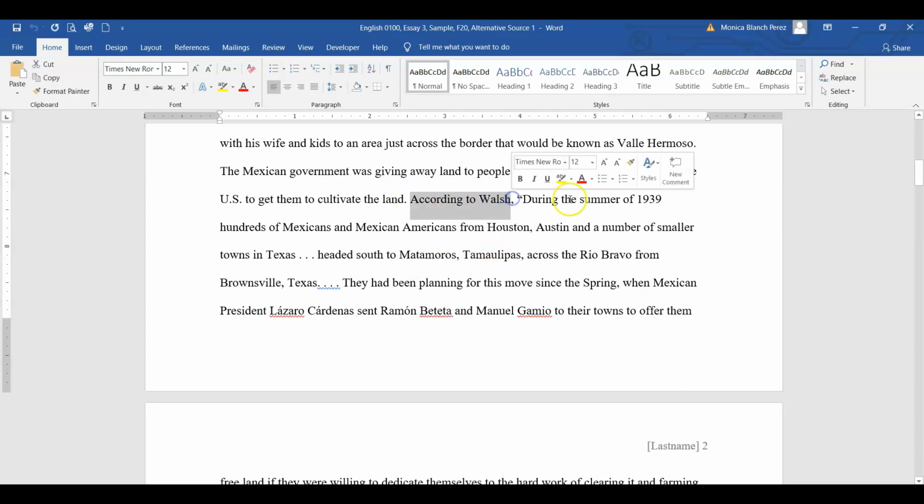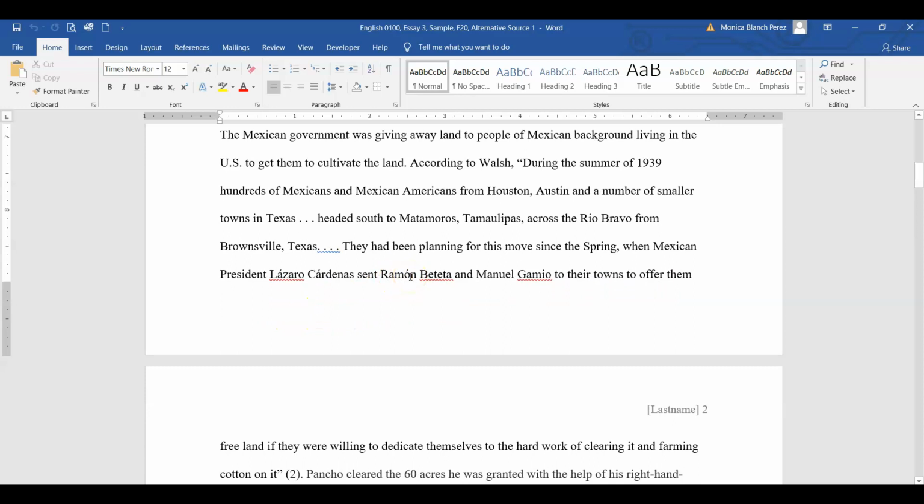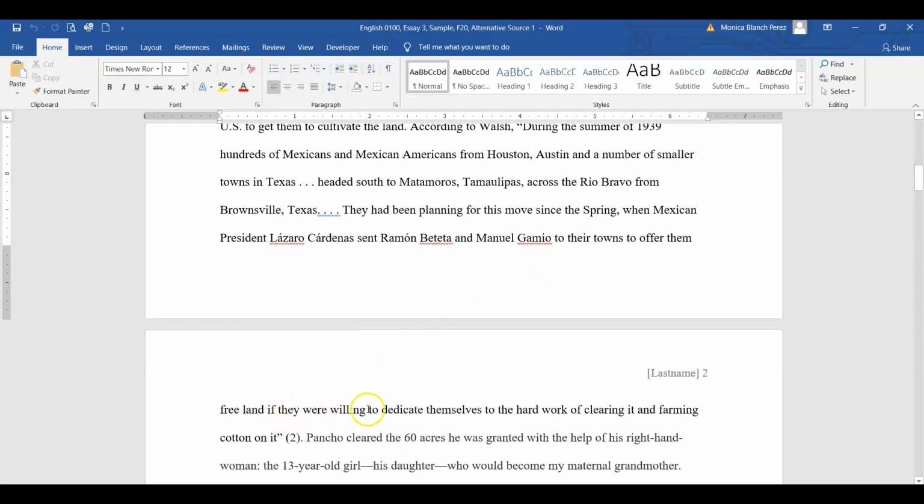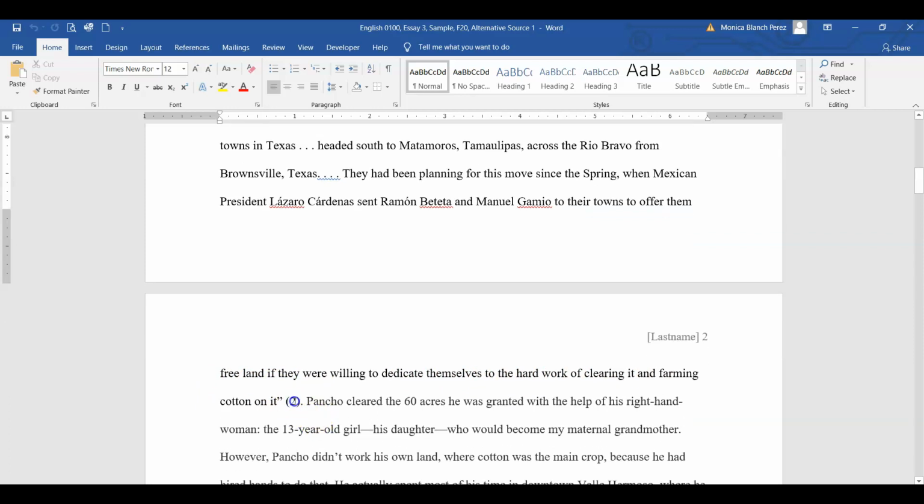According to Walsh, during the summer of 1939, hundreds of Mexicans and Mexican Americans from Houston, Austin, and a number of smaller towns in Texas, here's where I skipped some stuff, headed south to Matamoros, Tamaulipas, across the Rio Bravo from Brownsville, Texas. Here's where I skipped some stuff. They had been planning for this move since the spring when Mexican President Lázaro Cárdenas sent Ramon Beteta and Manuel Gamio to their towns to offer them free land if they were willing to dedicate themselves to the hard work of clearing it and farming cotton on it. Now, there's a "to" right there. There's a reason why it says "to" there.